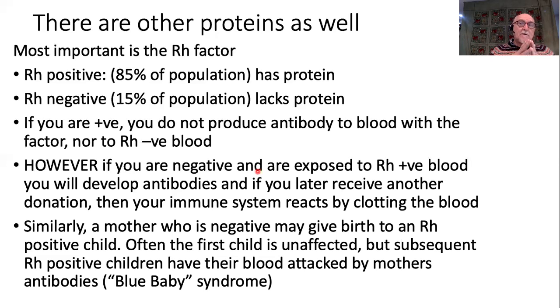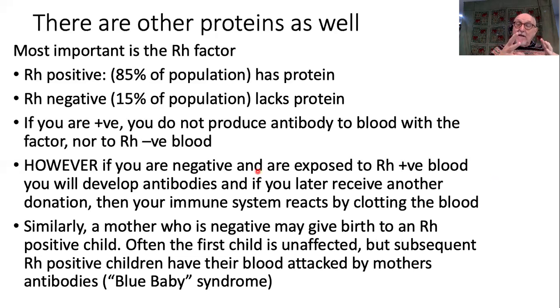conceives a child which is Rh positive, which can happen because they can receive that gene from the father. So the fetus can be Rh positive while the mother is Rh negative. And that can count as an exposure, and the mother begins to produce antibody. And usually the first child that is Rh positive is born without any problems.